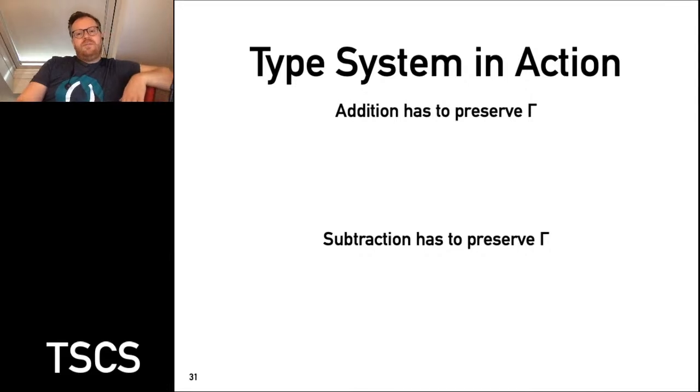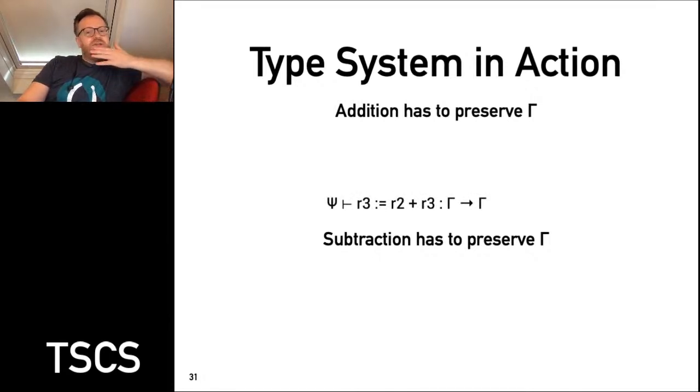So what else do we need to check? Addition needs to preserve gamma, and subtraction needs to preserve gamma. So addition says, okay, we go from R1 to R2 plus R3, R3 equals now R2 plus R3. This goes from gamma to gamma.